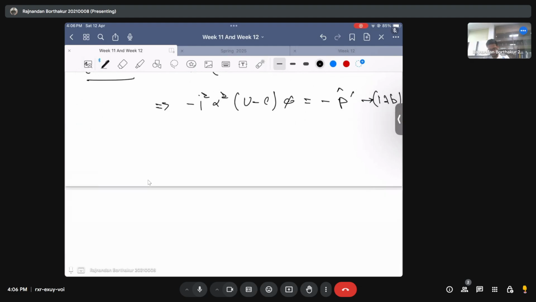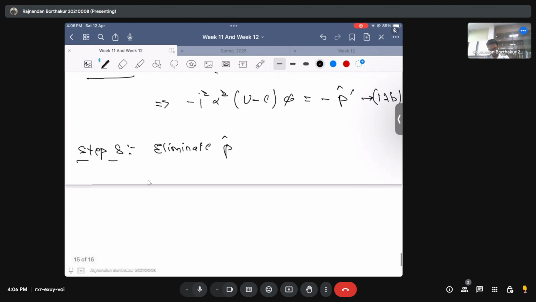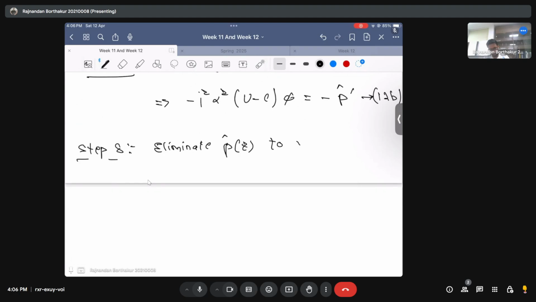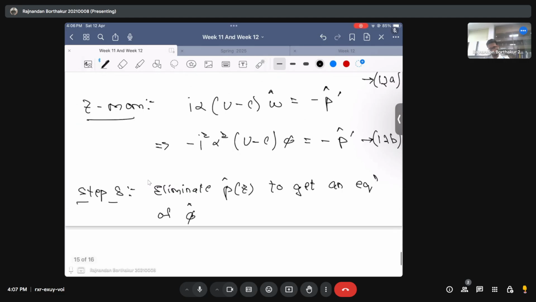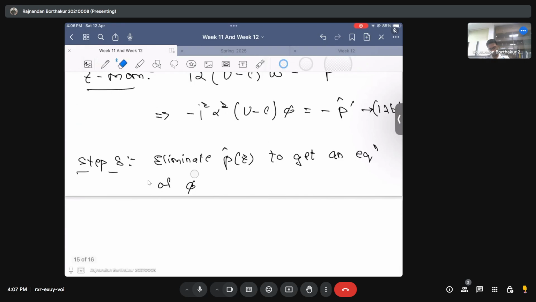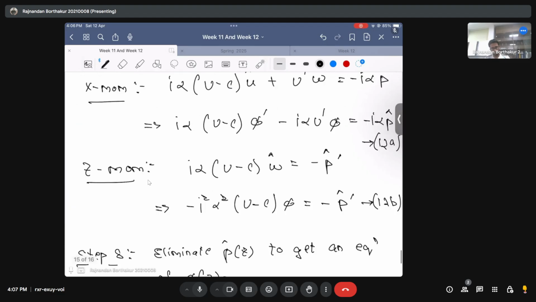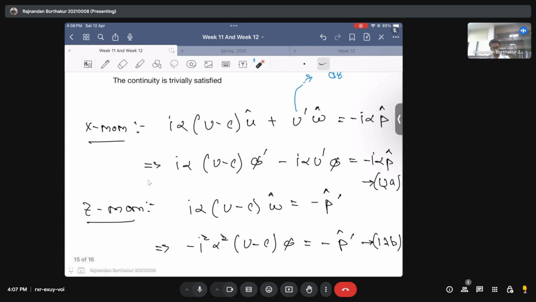Step 8 is: eliminate p hat of z to get an equation. Remember, this will be a single equation of phi of z. So what do we need to do in these two equations to eliminate this p hat?